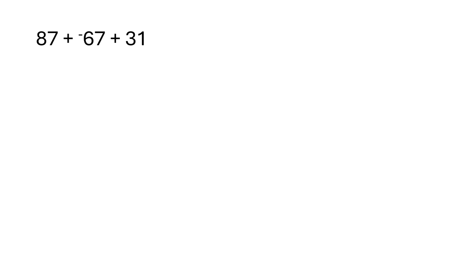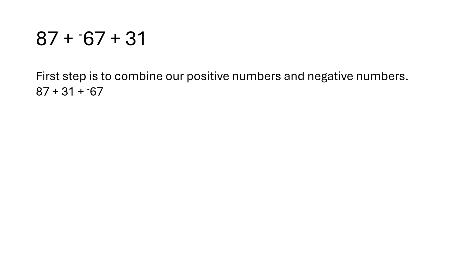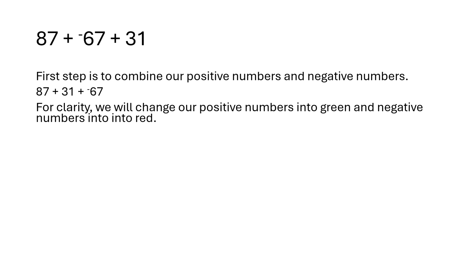In this example, we have 87 plus negative 67 plus 31. And so we combine our positive numbers and our negative numbers. And so we can just turn that into 87 plus 31 plus negative 67. And so for clarity, we'll change our positive numbers into green and negative numbers into red. So we have positive 87 plus 31 plus negative 67.